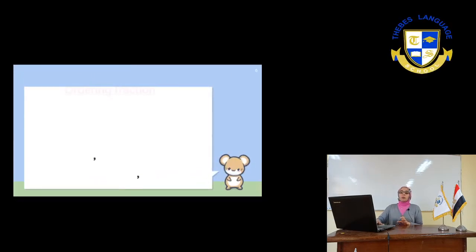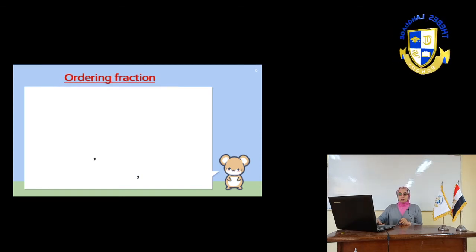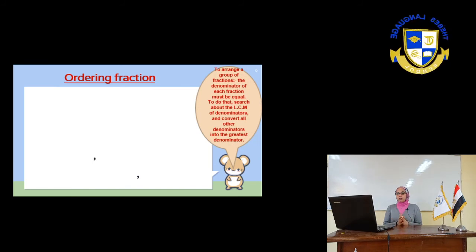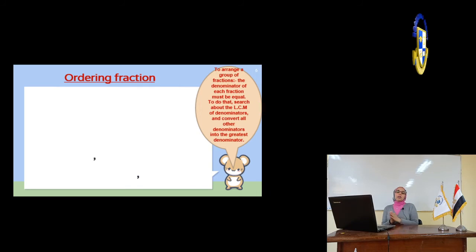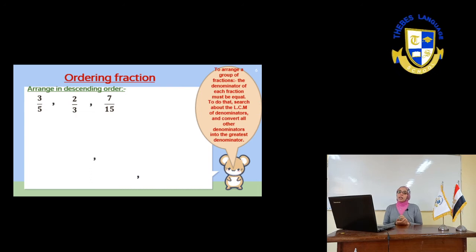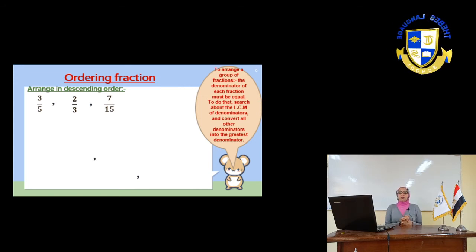Now, the third part is ordering fractions. To order any group of fractions, we must make all the denominators the same. How we do this? If we want to arrange in descending order, and we have these three fractions, at first, search for the biggest denominator. What is the biggest denominator here? It's 15. This is the greatest denominator.